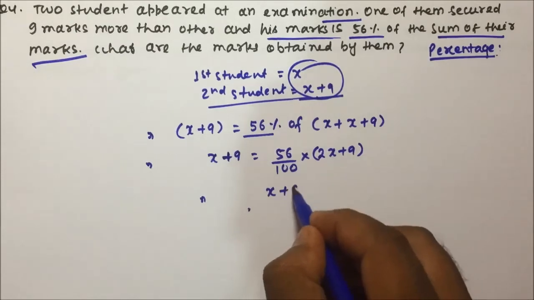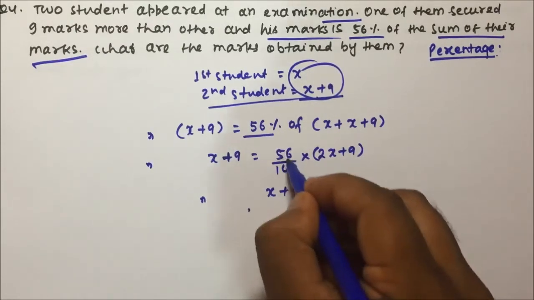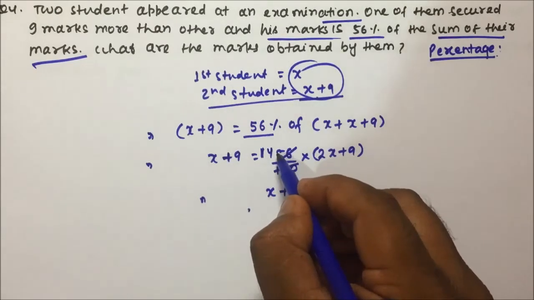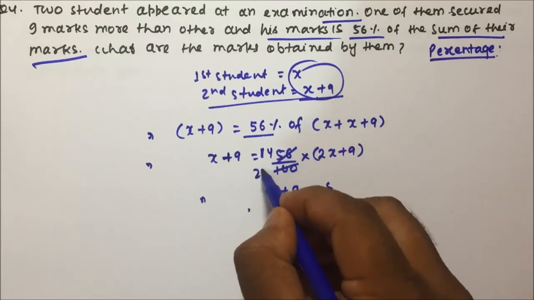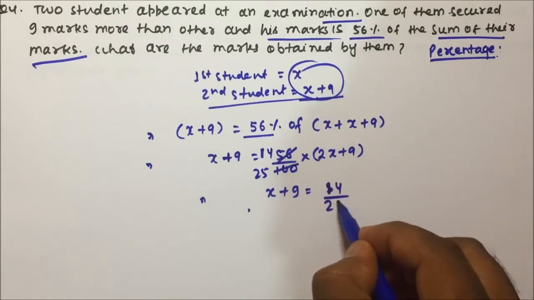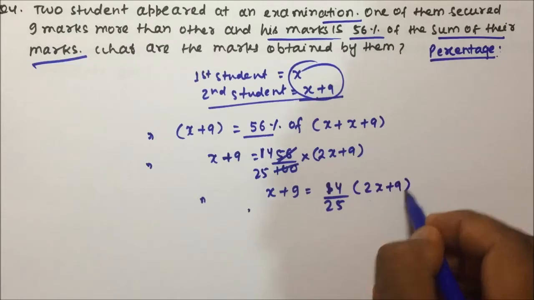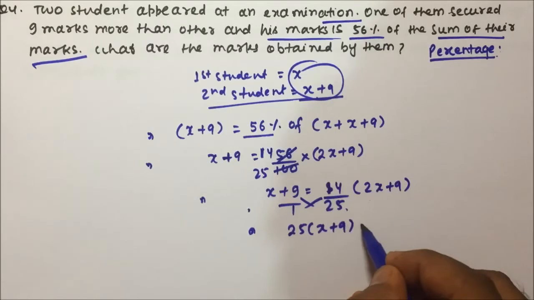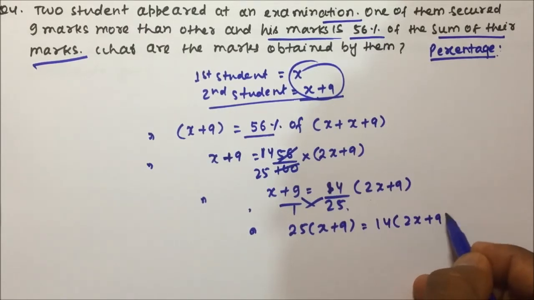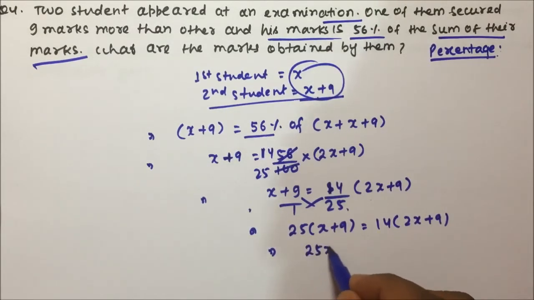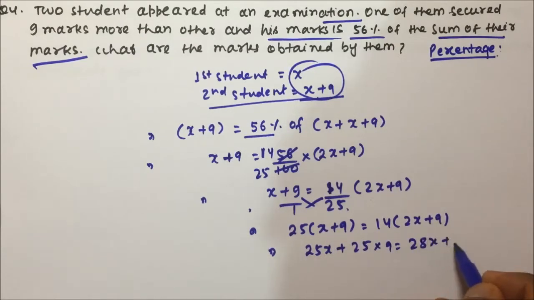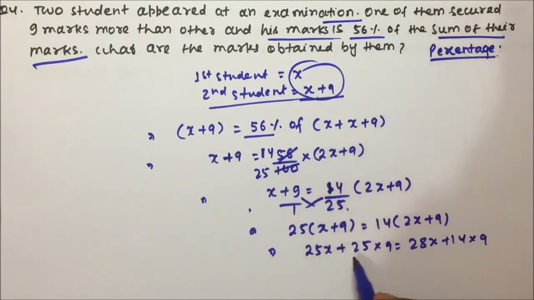Now x plus 9 will be equal to, friends, 56, you can say 14 times, 14 into 4 will be 56. So if you know the table, then only you will be able to divide it instantly, and 4 25s. So I can say 14 divided by 25 into 2x plus 9. Now you see cross multiplication. So 25 into x plus 9 will be equal to 14 into 2x plus 9. Then 25x plus 25 into 9 is equal to 28x plus 14 into 9. And then, friends, this x I will bring to this side.